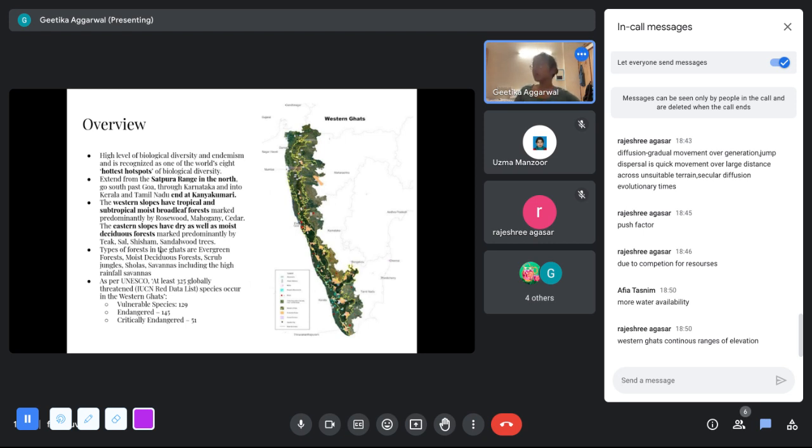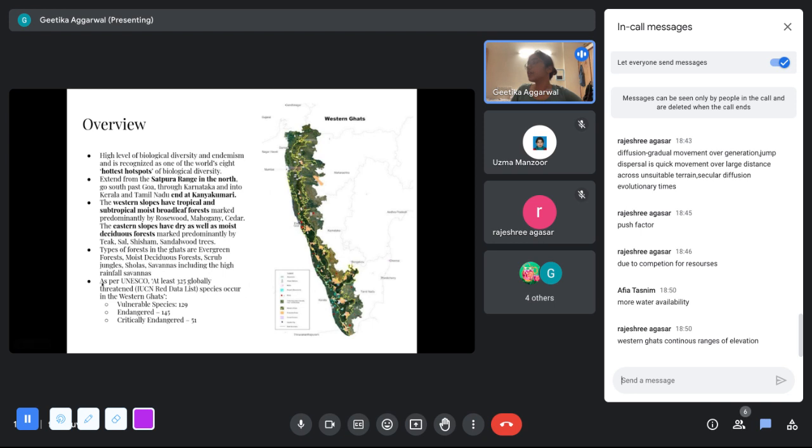So the types of forest found in all of the Ghats would be the evergreen forests. There are moist deciduous forests. There are scrub jungles. There are sholas, which are also called the sky islands, and there are the savannas, which include high rainfall savannas as well. So this map contains all these different markings of the different types of forests. You can look at them later when you look at the slides on your own laptops.